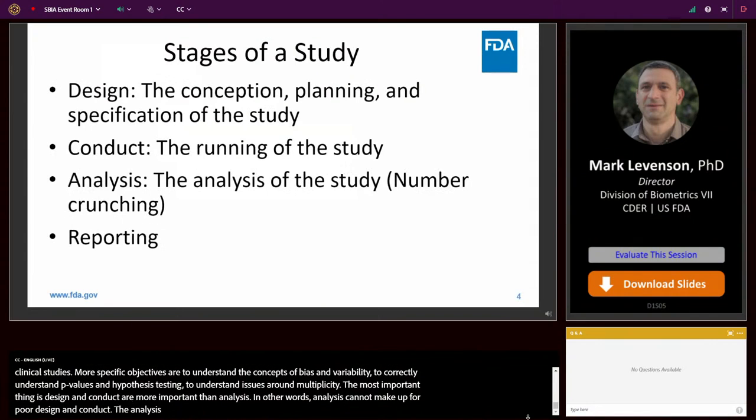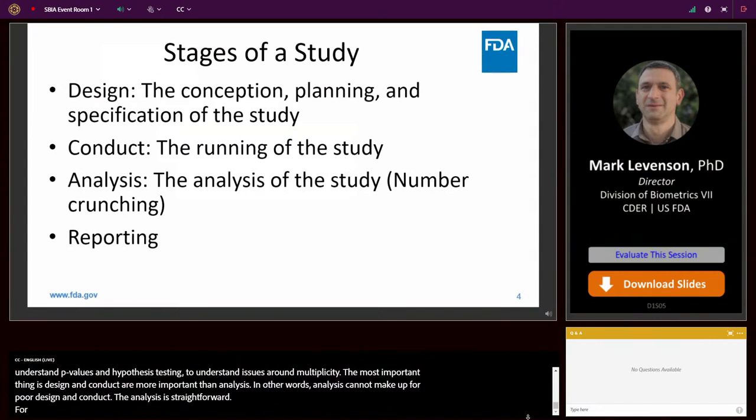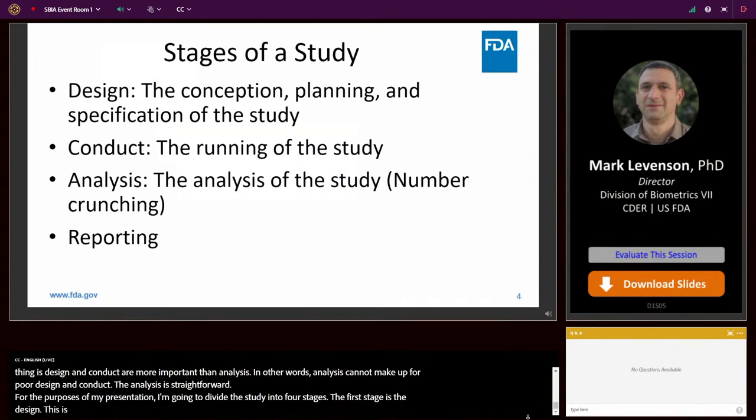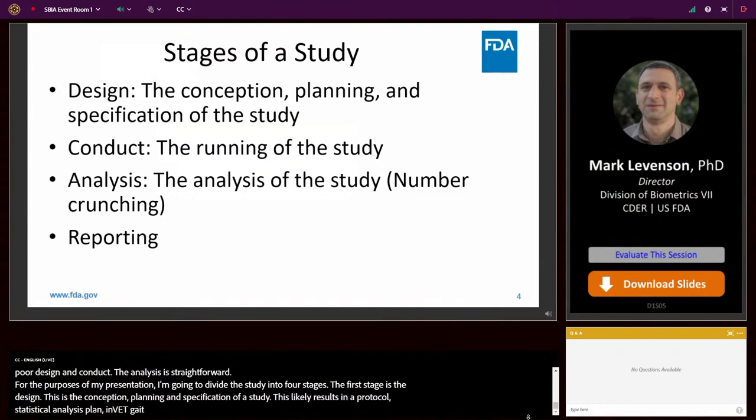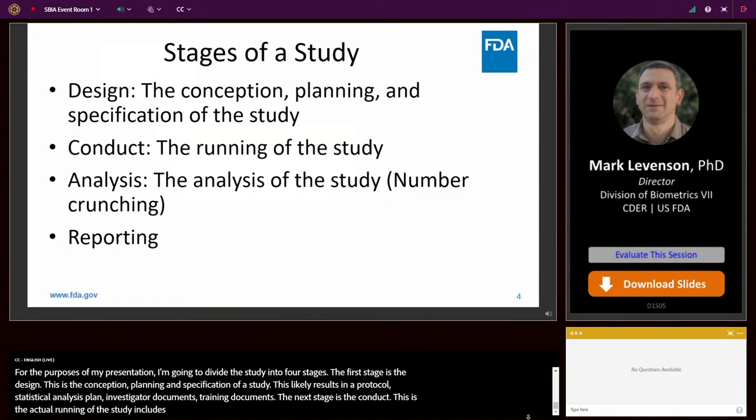For the purposes of my presentation, I'm going to divide a study into 4 stages. The first stage is the design. This is the conception, planning, and specification of a study. This likely results in a protocol, a statistical analysis plan, investigator documents, training documents. The next stage is the conduct. This is the actual running of the study. It includes enrolling patients, treating patients, following up patients, obtaining endpoints, as well as monitoring study and data quality.